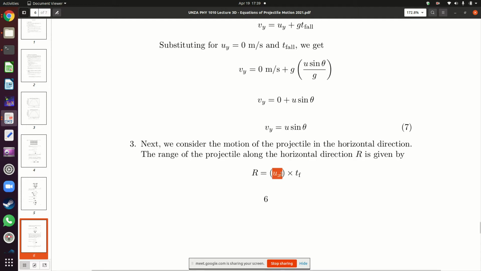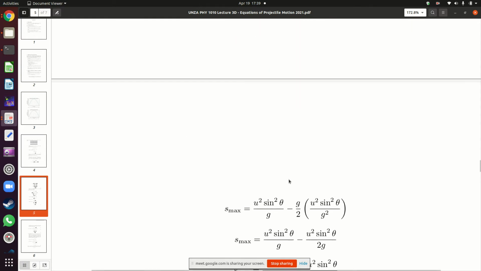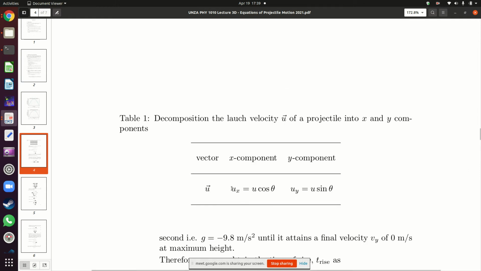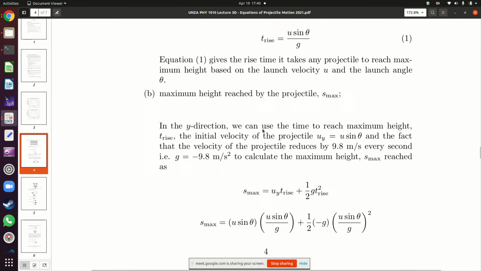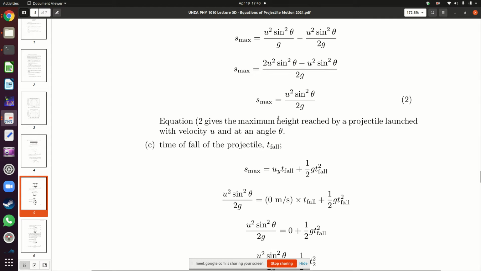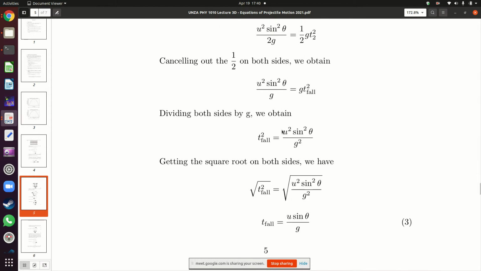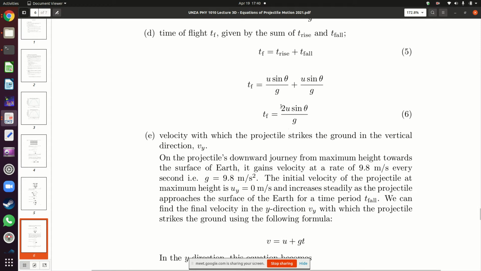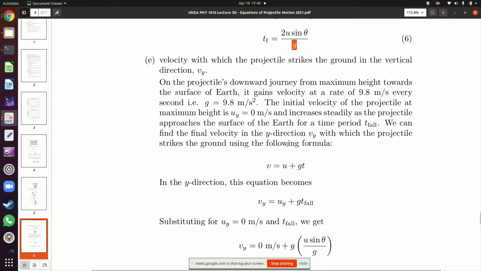So for us to find the distance which the projectile moves in the horizontal direction, we need to multiply ux times the flight time. The ux is the same, it doesn't change. We need to multiply this ux, which in this table is equal to u cos theta, by the flight time, which is 2u sin theta divided by g. This is our flight time. So you need to multiply this flight time times ux, and that's what you're going to do.